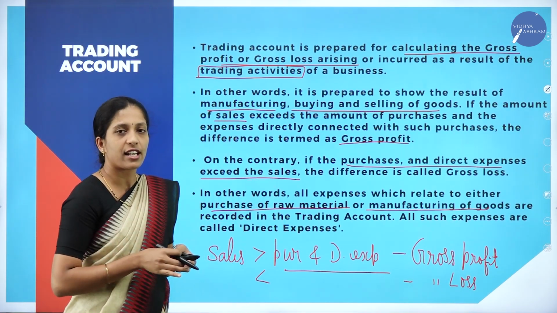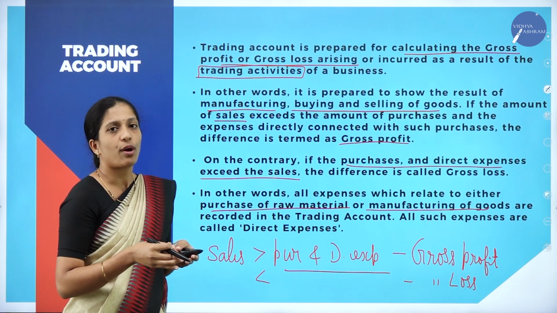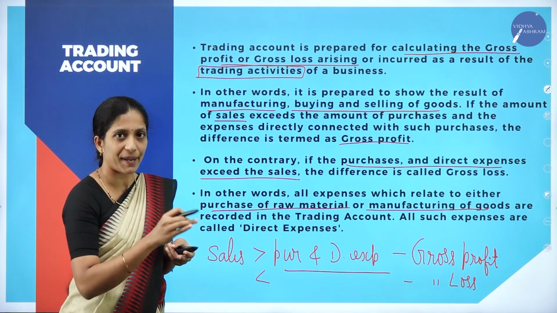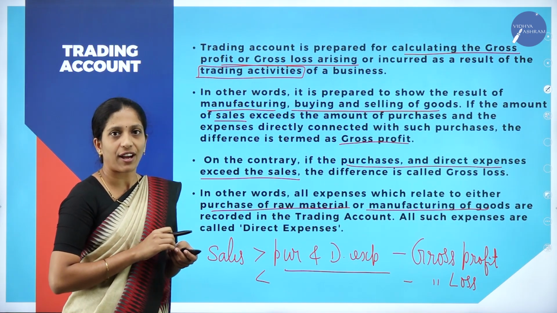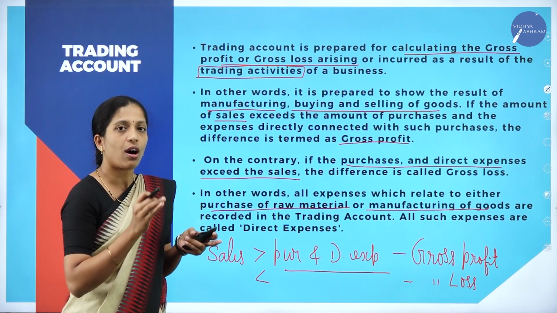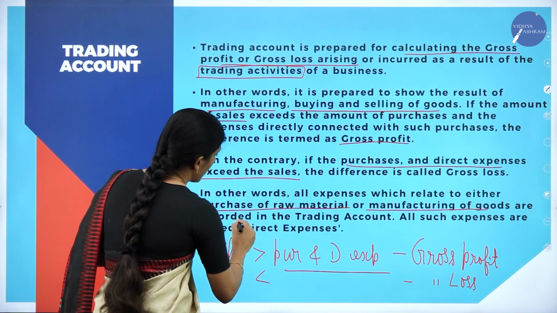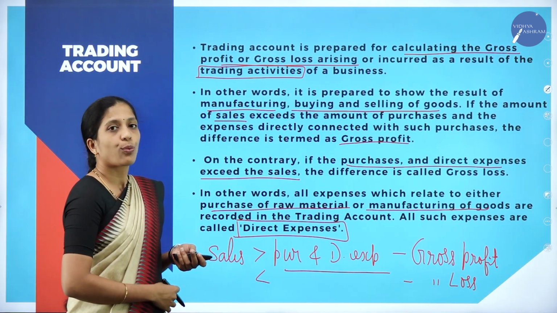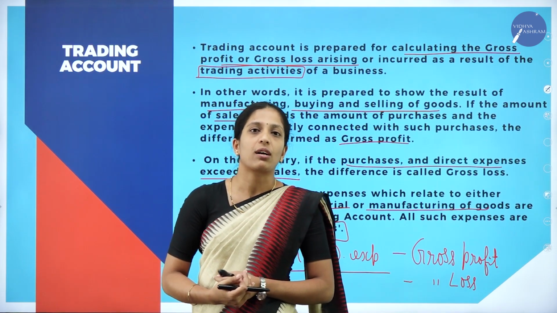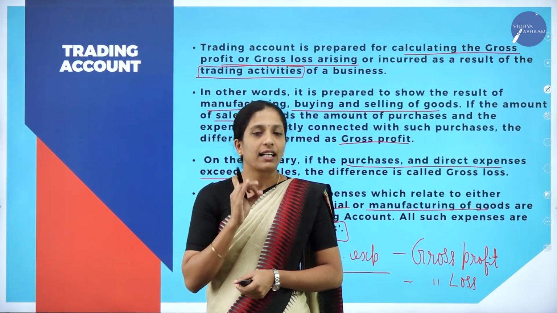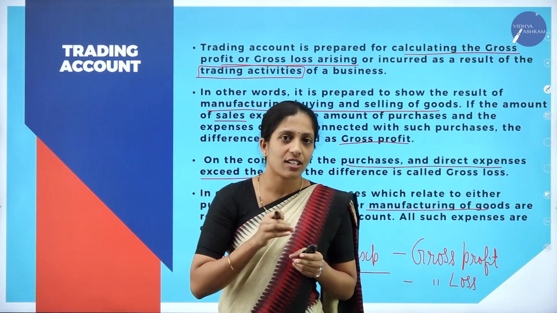All the expenses relating to purchase, sale of raw materials, and all the direct expenses which are involved in manufacturing a particular product, they are all recorded in your trading account. All such expenses are called as what? Direct expenses. So what type of expenses are we going to record under trading account? Only the direct expenses.